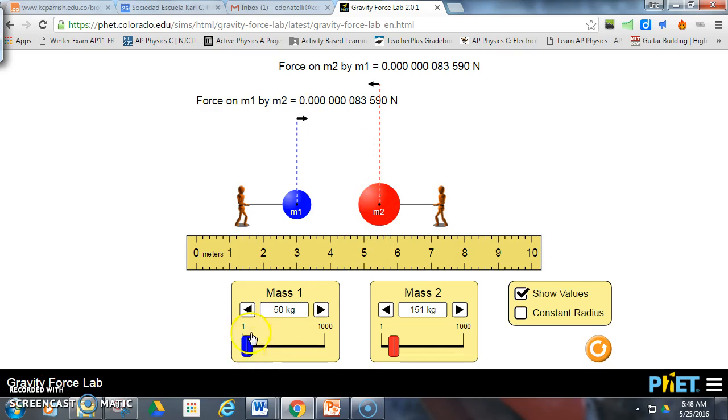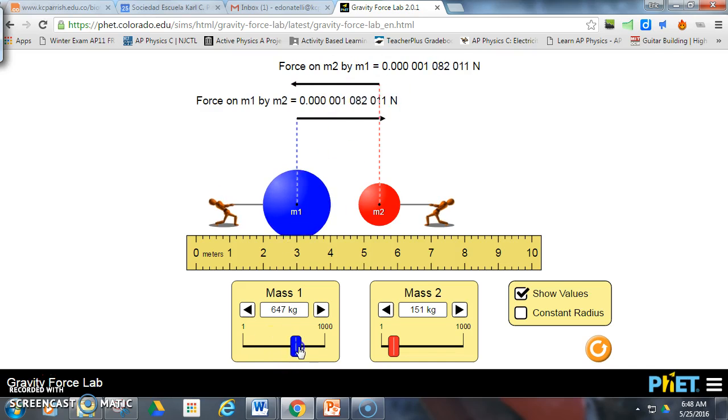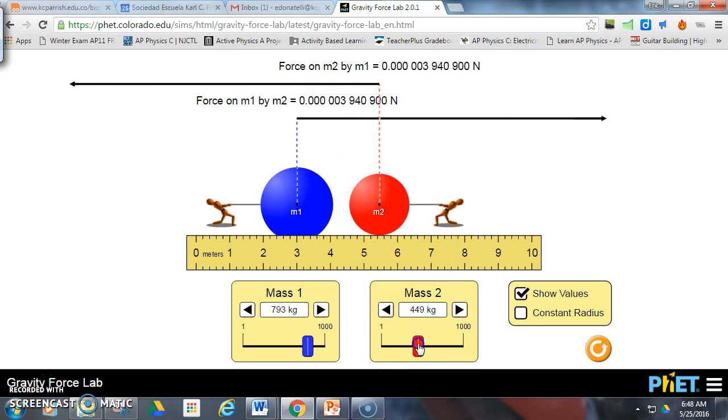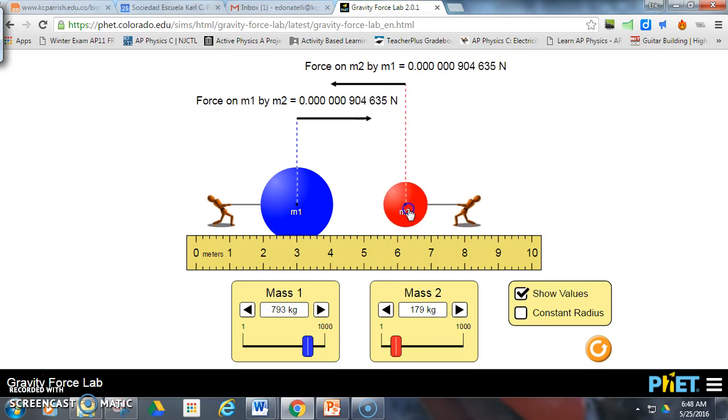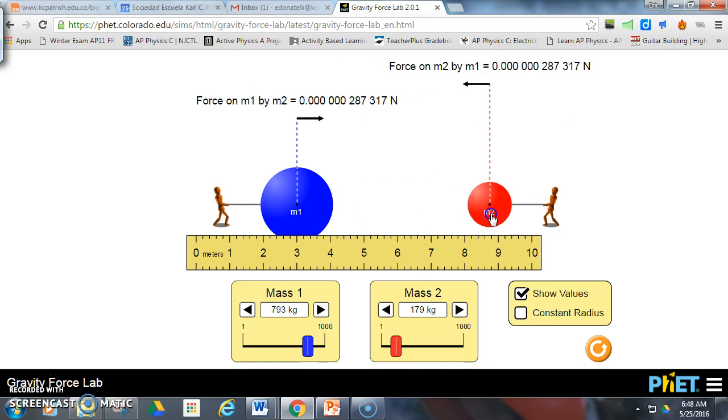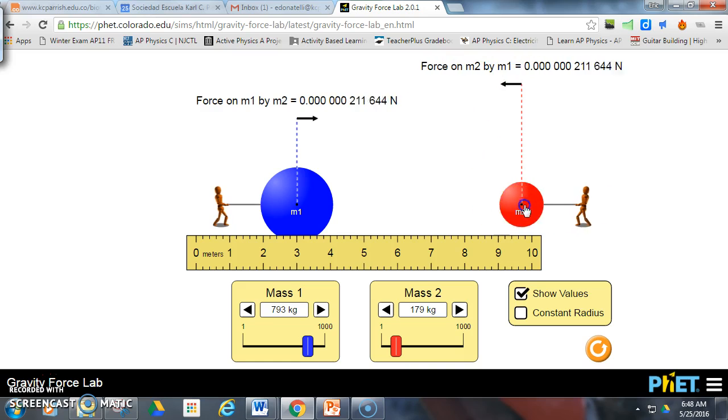Now we can increase that force of gravity. So this arrow shows the force. I can increase the force by increasing one of the masses, but look what happens to the other force as well. It also increases. So this is Newton's third law. For every force, there's an equal and opposite reaction force. So I can increase the mass, which increases the force, or I can change the distance between them. The farther apart they are, the weaker that force is going to be.